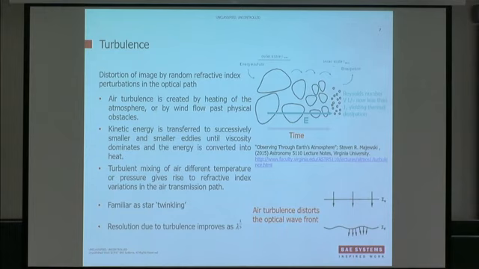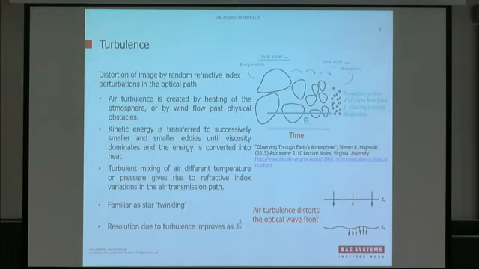Turbulence is the other physical effect I'm going to talk about a bit. As air either heats up or passes obstacles, so the wind goes past obstacles, you get eddies created. Those eddies start out reasonably large, but then they gradually give energy into smaller eddies and smaller energies, and then eventually, when they get small enough, they dissipate as heat. The eddies will have varying refractive indices.